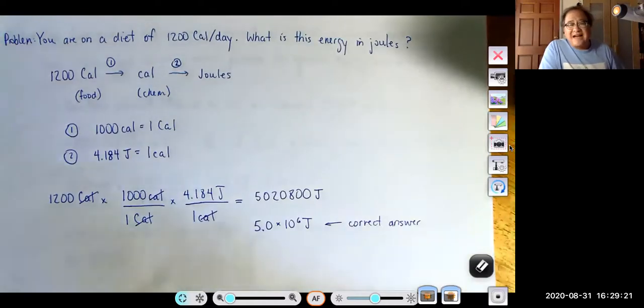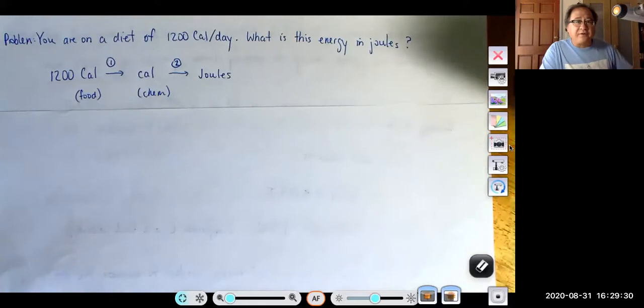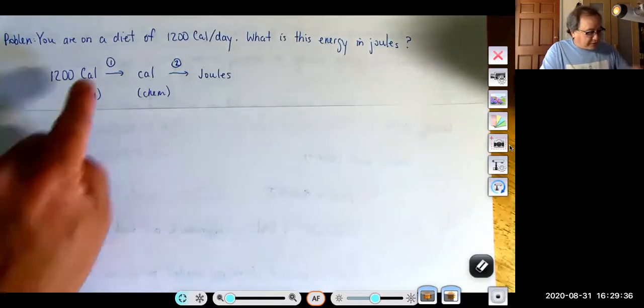Okay, let's take a look at a problem from the book. You are on a diet of 1,200 calories per day. What is this energy in joules? And here's the strategy. We're going to take the 1,200 food calories, turn that into chemical calories, and then turn that into joules. And for each of these, we need a conversion.